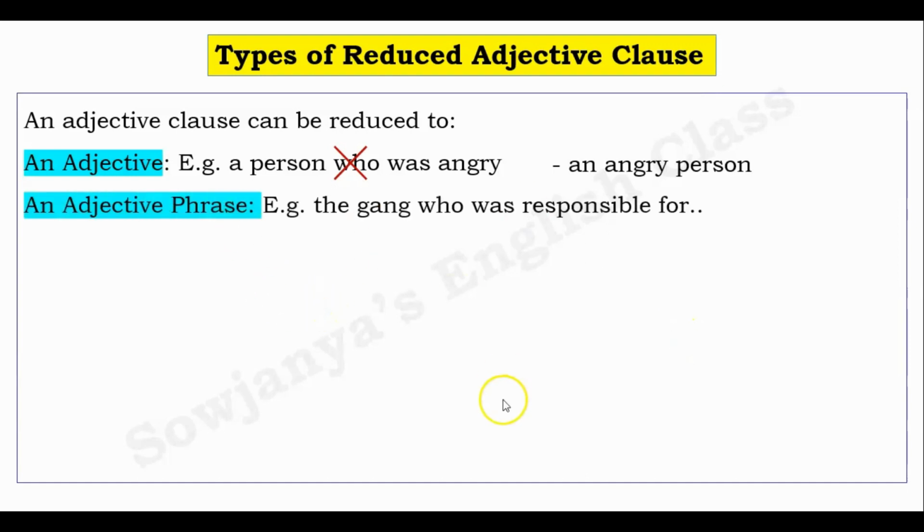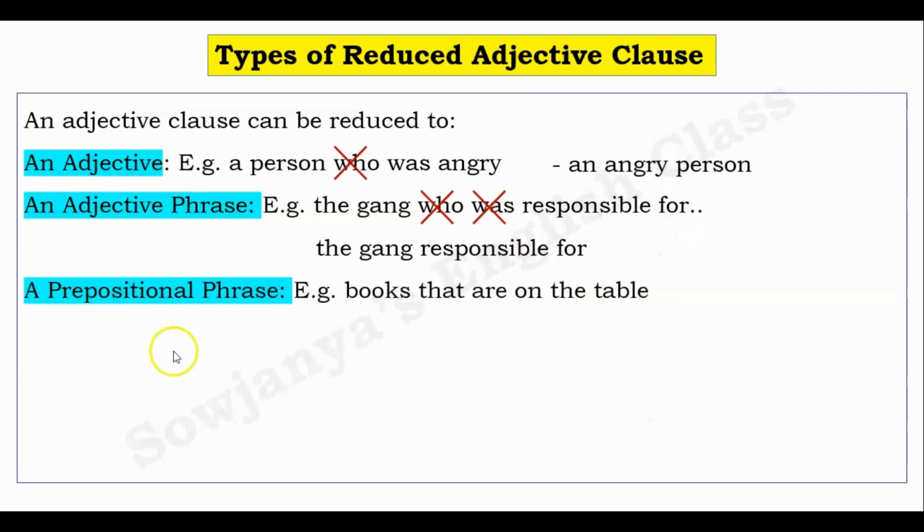An adjective phrase, like how? The gang who was responsible for. Who was responsible for is our adjective clause here. So as a rule, first we will omit the relative pronoun who and then the verb to be, was. Then we will get our answer. The gang responsible for. Very simple, isn't it? And then into a prepositional phrase. Example, books that are on the table. On the table is our prepositional phrase. Now how to get that? First we have to omit the relative pronoun that and the verb to be, are. Then we have the answer, books on the table.